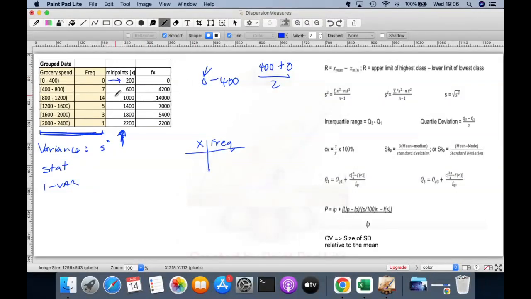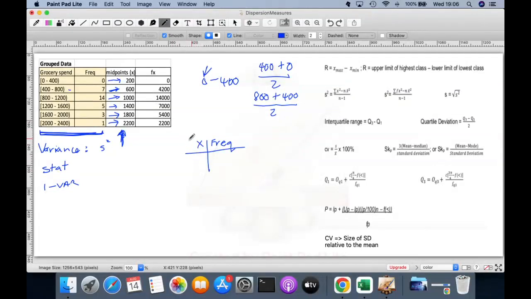That's the midpoint. So for the next row, your upper limit is 800, and the lower limit is 400. Add them up, divide by 2, and you get 600. Okay, so that's how you get the midpoints, just so you know how to do it. But I've done it for you, so you don't have to do it. All right, I captured it here for you.